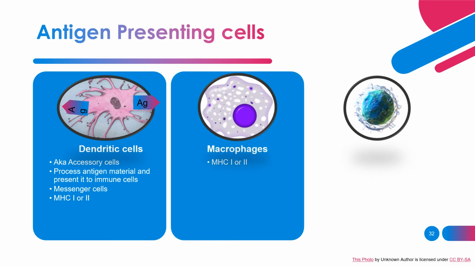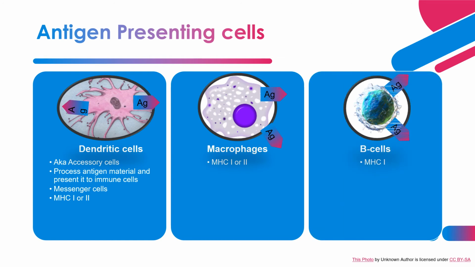Next would be the macrophage. So after phagocytosis of the antigen, parts of the antigen will be attached to the MHC 1 or 2 molecules, and these will also be placed at the surface of the cells. And they will be shown to different cells, and the other cells will see that these types of antigens are present and that they should attack.